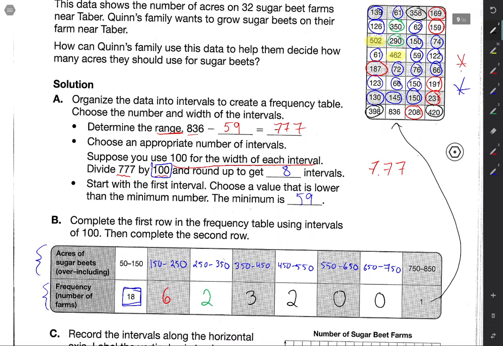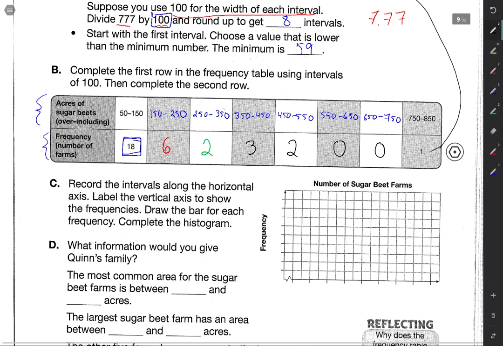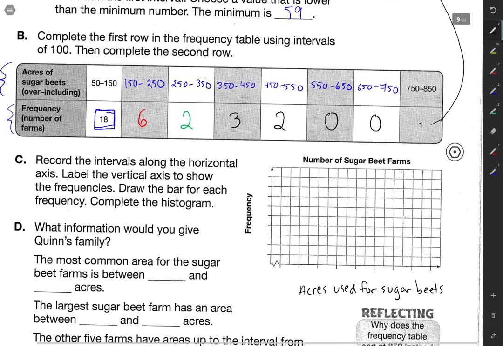So now we have to take all this data that we just put in this little chart and we're going to actually graph it. They were nice to us and they gave us the title of the graph as well as the frequency label on the side there. So let's label our horizontal axis. Our horizontal axis is going to be looking at the acres used for sugar beets.